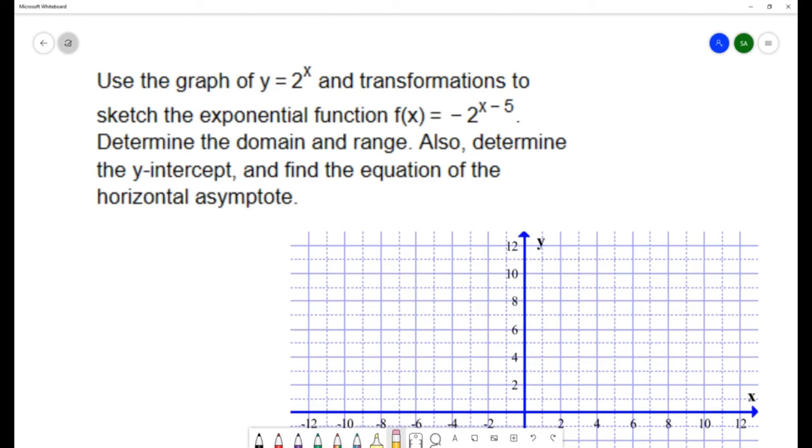For this question, we want to use the graph of y equals 2 to the x and transformations to sketch the exponential function f of x equals negative 2 to the x minus 5. We want to determine the domain and range, determine the y-intercept, and find the equation of the horizontal asymptote. So we're going to start off by making sure that we know what the graph of y equals 2 to the x looks like. So we can do that with a quick chart.